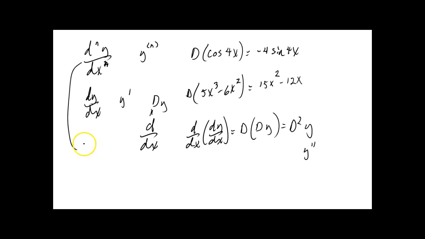What would that be in our new operator notation? D to the nth of y. Exactly. You're doing the nth derivative of y. D by dx of d by dx of d by dx of d by dx, do it n times of y. That's it exactly. Where y represents a sufficiently differentiable function.